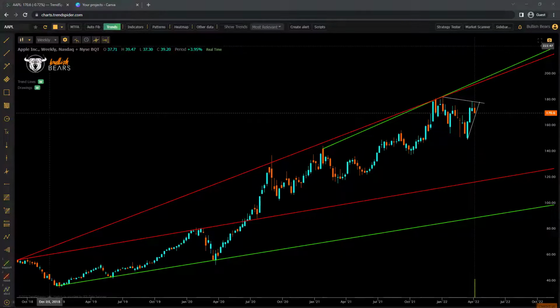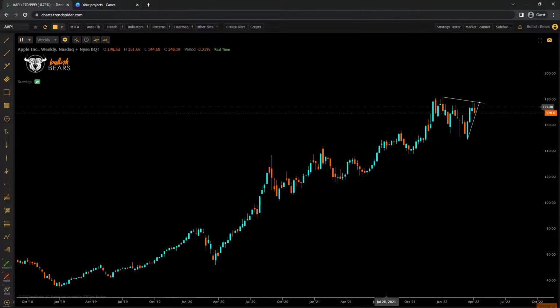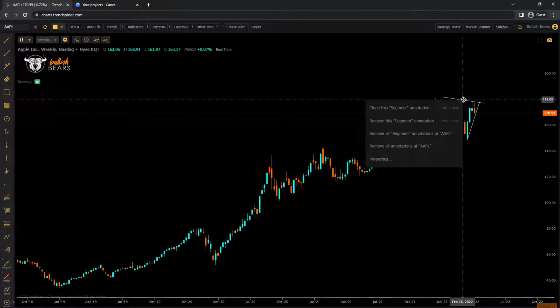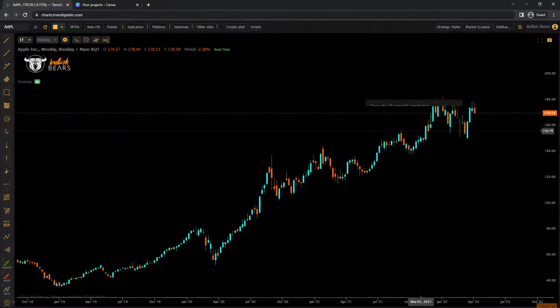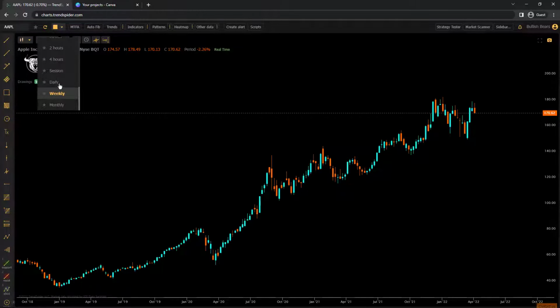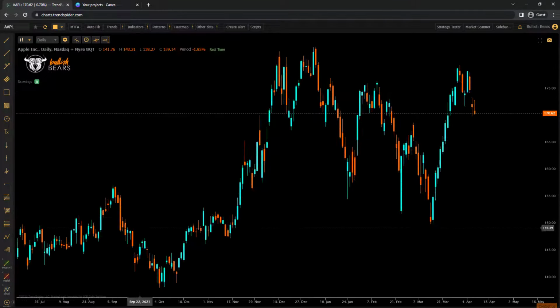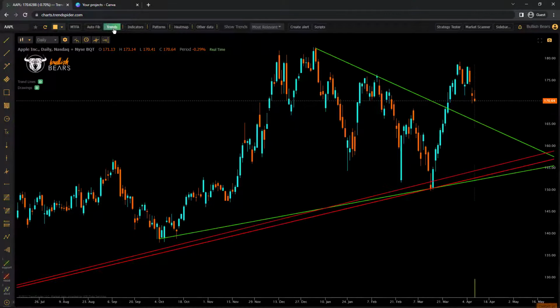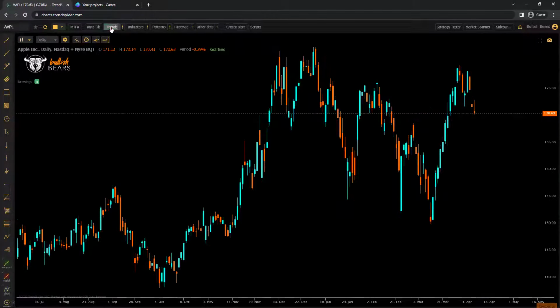So again, TrendSpider, can't say enough how awesome they are, but I'll just turn off the automatic trend lines for a moment to show you a clean chart. And I can zoom in right over here. I'll go to a daily chart time frame. And again, you can adjust. You can see I can put the lines here, go up and adjust, all that good stuff.